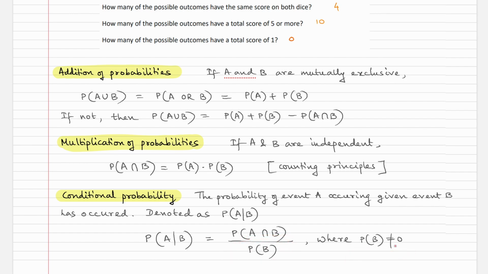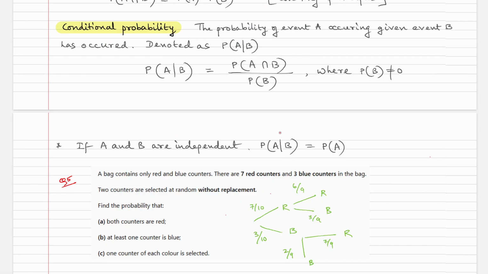If B is an impossible event, that means P of B is 0, then the probability of A occurring given event B has occurred, this statement makes no sense because B cannot occur. So the definition stops and therefore this condition has been excluded. If A and B are independent, P of A conditional B is just P of A, because A has nothing to do with B. Now remember, in the beginning of the class, I taught you the frequency and tree diagrams.